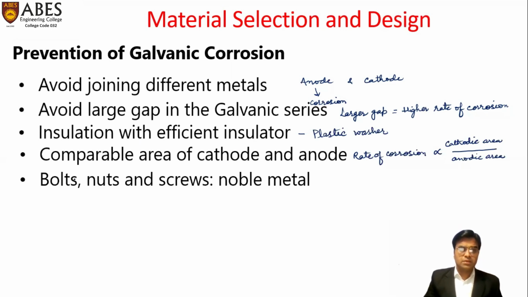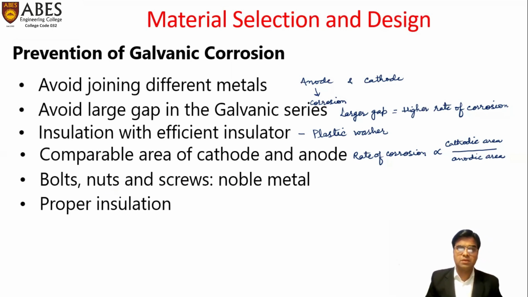Further, the bolts, nuts, and screws are those parts which have lesser area in a structure. So these parts should be made up of noble metal. If those parts are made up of anodic metal, in that case, the anode will have lesser area and the rate of corrosion will be high. So these parts should be made up of only the noble metal.